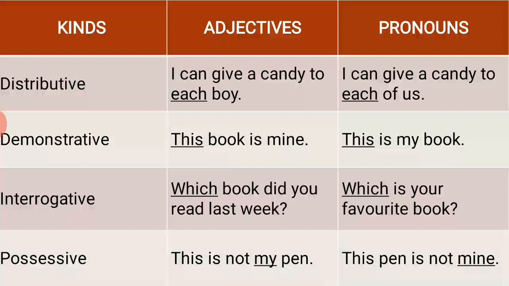This pen is not mine. So over here, it is of course telling the possession, but at the same time, the pronoun mine actually stands for my pen. So it is used as a pronoun. So that is the difference between the kinds of adjectives, distributive, demonstrative, interrogative and possessive, and at the same time the kinds of pronouns. Always remember this, that adjectives are followed by nouns, they qualify the noun and they always come before it, but as pronouns they stand independently.